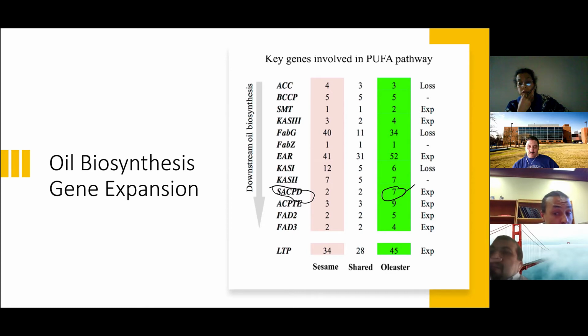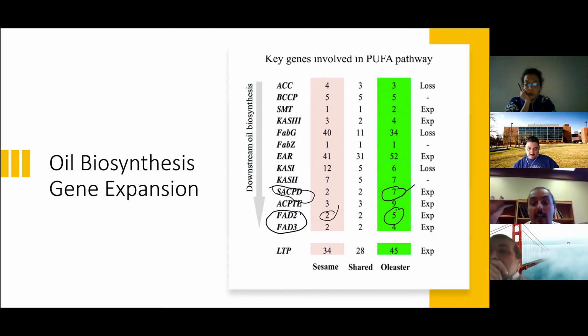A very important gene family in the oil biosynthesis pathway is the fatty acid desaturase family. So what happens when you have the stearic acid, the SACPD will turn that stearic acid into oleic acid. And then the FAD2 family will take the oleic acid and transform it into linoleic acid. Here again, 2 versus 5. We see that the duplication event expanded the number of those genes. But this is very important.